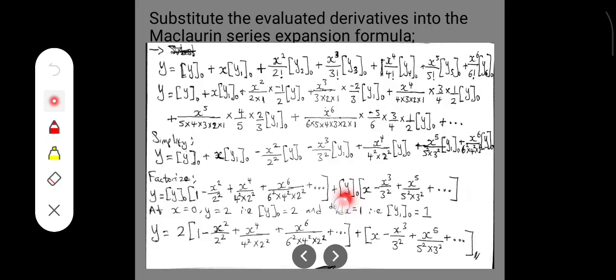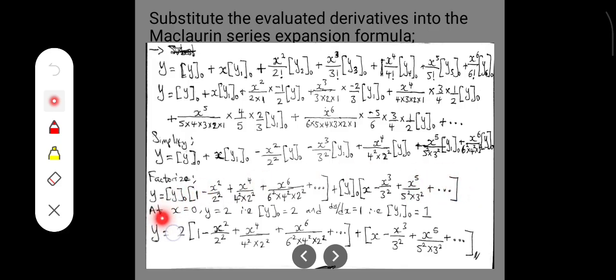Now for the second initial condition, that is plus y subscript 1 of 0. I also write out all the factors, which is s, then we have minus s power 3 over 3 square. We also have plus s power 5 over 5 power 2 multiplied by 3 power 2, and it also keeps adding up in the series.